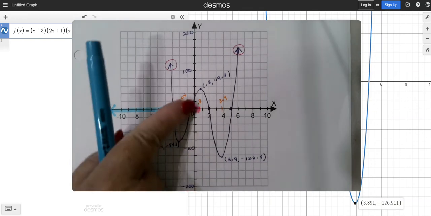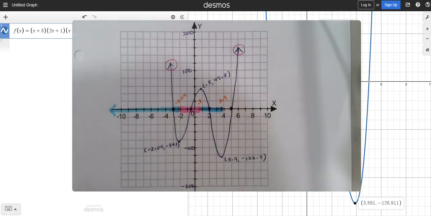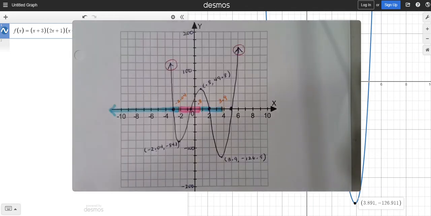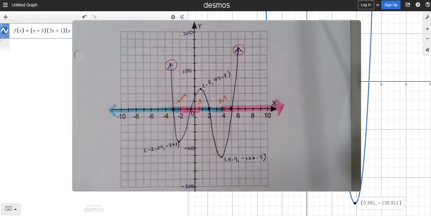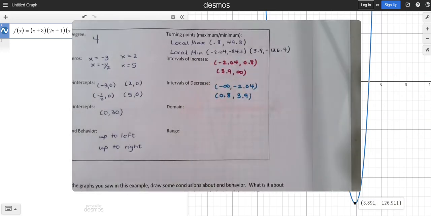I then have a downhill or decreasing section again, and that goes from the 0.8 to the 3.9. And then finally my graph is going to increase forever after that. So from the 3.9 all the way out to infinity, we'd have an increasing graph. So kind of going back and forth, I find it easier to just go left to right and label each section as I come to it, as opposed to trying to do all the increases first and then all the decreases. But of course, that's up to you, what works best for you.